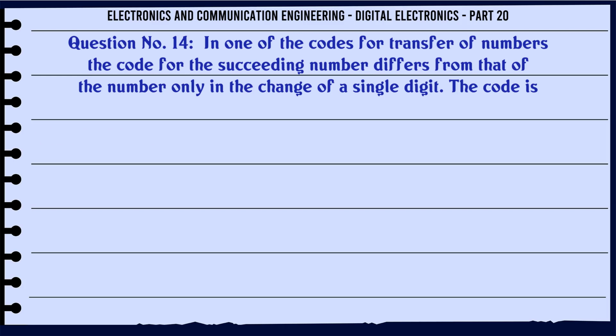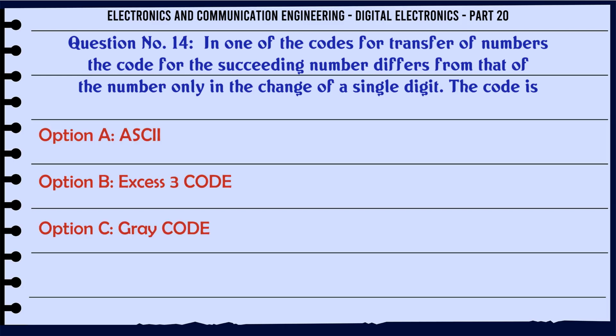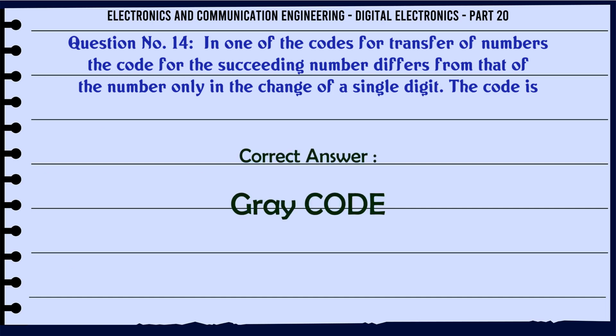In one of the codes for transfer of numbers, the code for the succeeding number differs from that of the number only in the change of a single digit. The code is A BCD, B XS3 code, C gray code, D none of these. The correct answer is gray code.